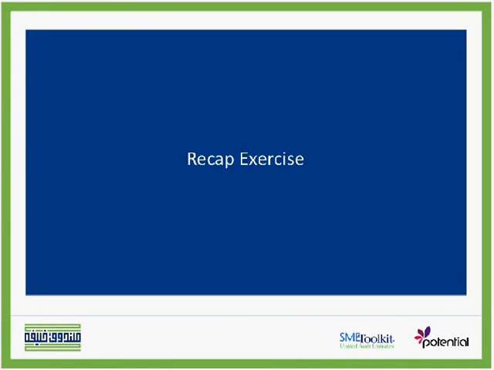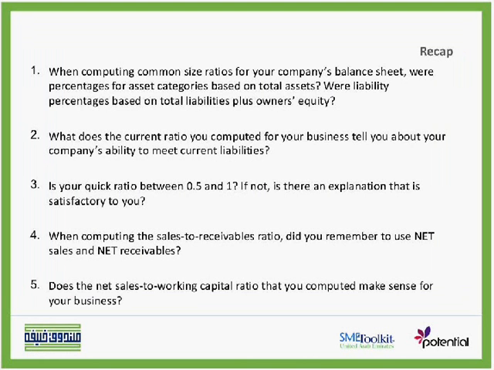After covering these ratios, the liquidity ratios, the solvency ratios, let's go into a recap exercise to see what we learned today. Let's start with the first question. When computing common size ratio for your company's balance sheet, were percentages for asset categories based on total assets? Were liabilities percentages based on total liabilities plus owner's equity?